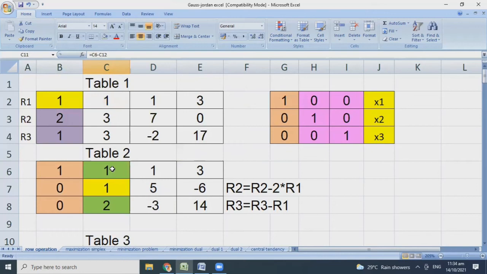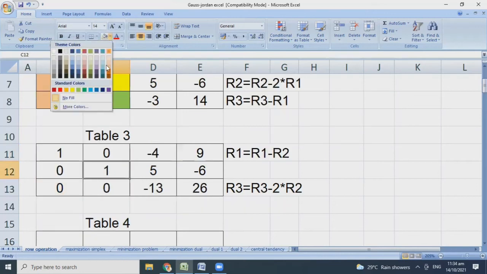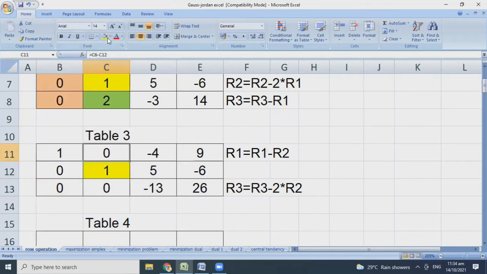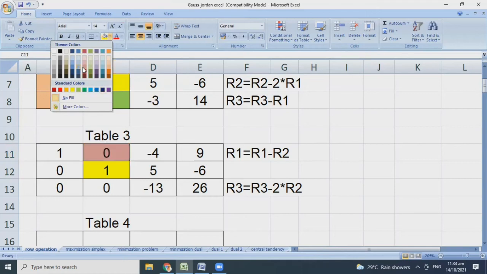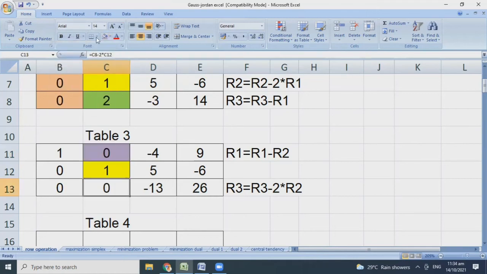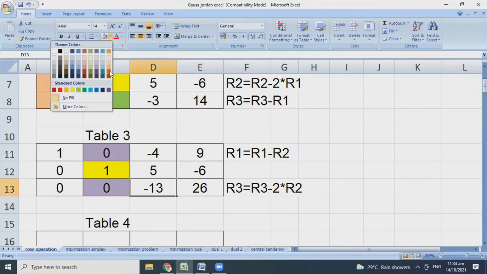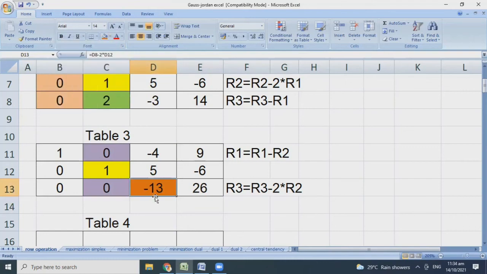Nagawa na natin tong 1 and the rest, nagawa na natin siyang 0. So, we're done with this. Ang kailangan na lang natin yung kasunod. Kailangan natin gawing 1 ito, itong entry na naka-highlight ng orange. Tapos, the rest ng kasama niya, kailangan kong gawing 0. So, paano gagawin ko para maging 1 siya?